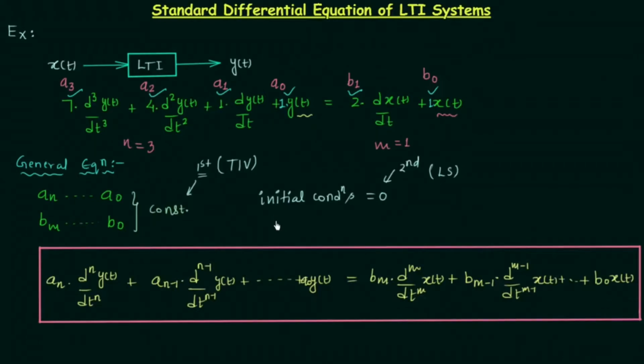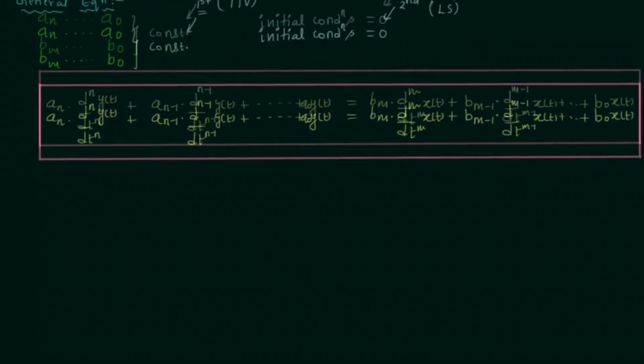If the initial conditions are not given, then assume the initial conditions are 0. This is one important point. If they are not talking about initial conditions, then assume them to be 0. This means the given system is linear, and obviously if this equation is matching the given equation, the coefficients are constant. So you can say that the given equation is the equation of an LTI system. I hope this point is clear to you. Now we will move to the questions.